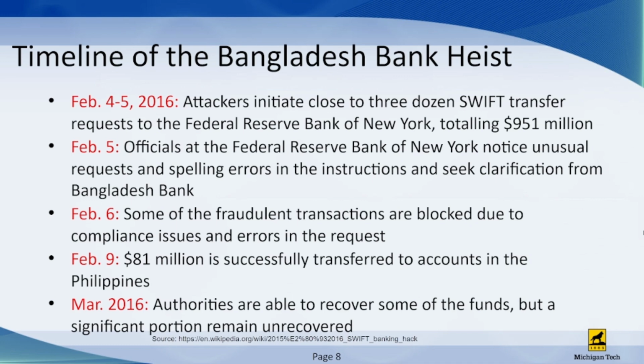So, a key timeline of events here. February 4th through the 5th of 2016, attackers initiated Swift transfer requests totaling $951 million. On February 5th, the Federal Reserve noticed the unusual requests and contacted Bangladesh Bank. On February 6th, some transactions were blocked due to errors. February 9th, $81 million was successfully transferred to accounts in the Philippines. In March of 2016, authorities were able to recover some of the funds, but a significant portion remains unrecovered.